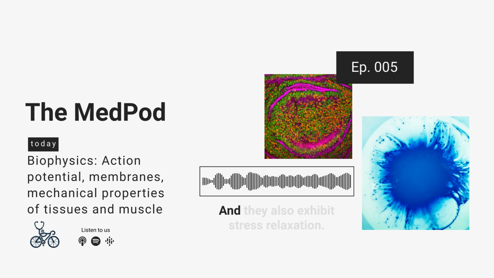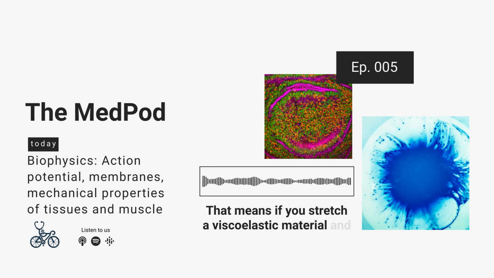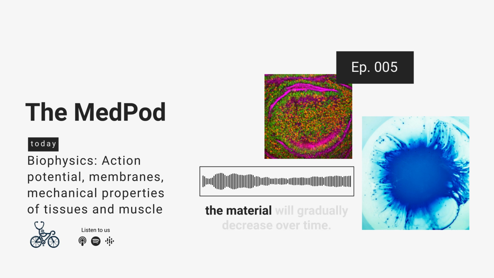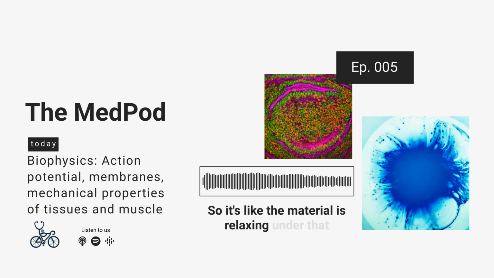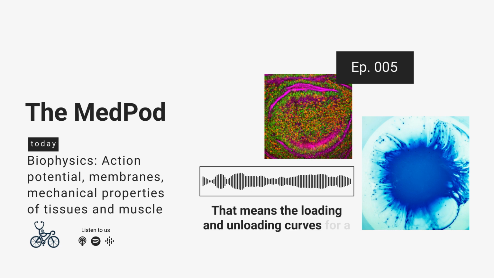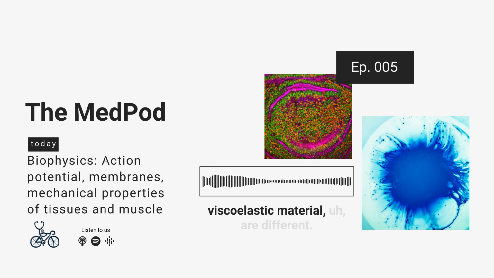Precisely. And they also exhibit stress relaxation. That means if you stretch a viscoelastic material and hold it at a constant length, the stress within the material will gradually decrease over time. So it's like the material is relaxing under that constant strain. Exactly. And another key property is hysteresis. That means the loading and unloading curves for a viscoelastic material are different.